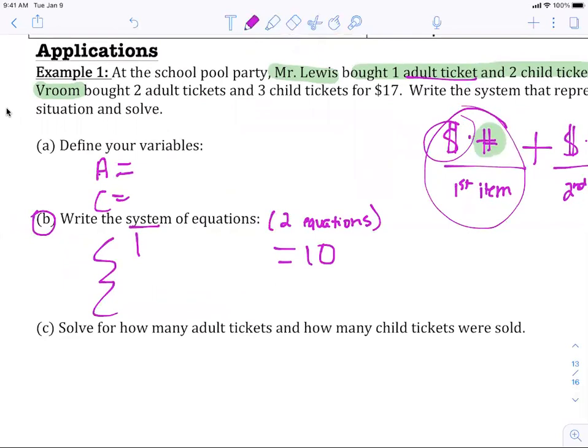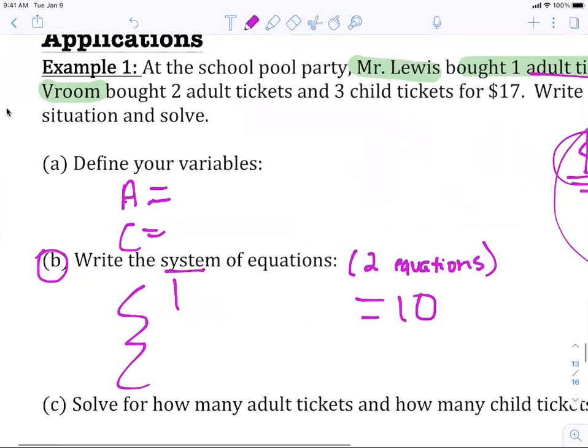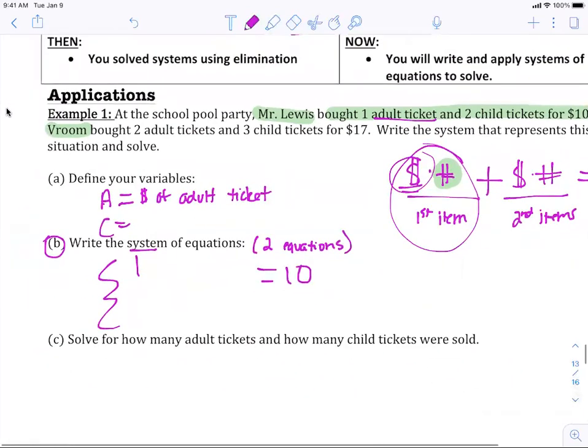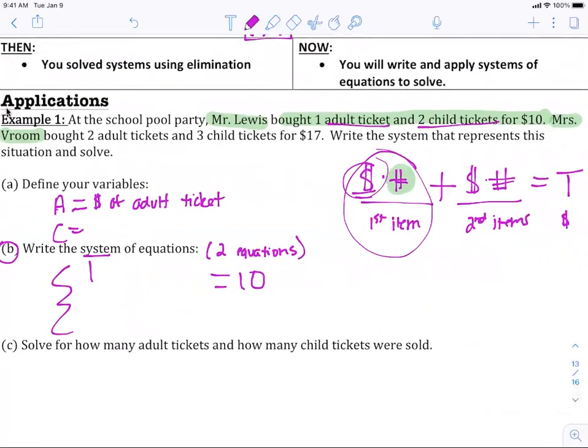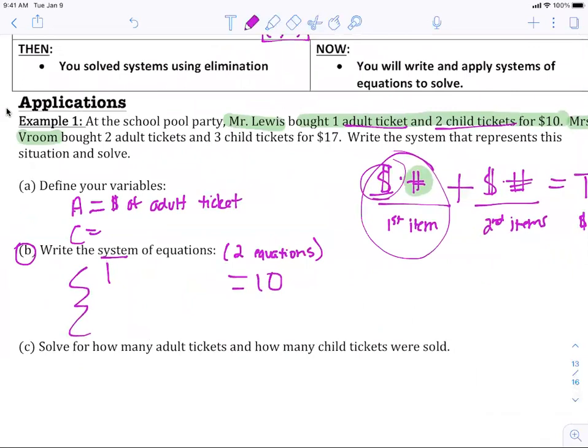Honestly, both are fine. But when I say define your variables, it just means tell me in words what it is. So if we don't know the price of the adult ticket, then that's what one of our variables is going to represent. It's going to represent the price of an adult ticket. And vice versa, same thing with child's tickets. I know he bought two of them, but we don't actually know the amount of each of those child's tickets. So there you go. That's what C is going to stand for.